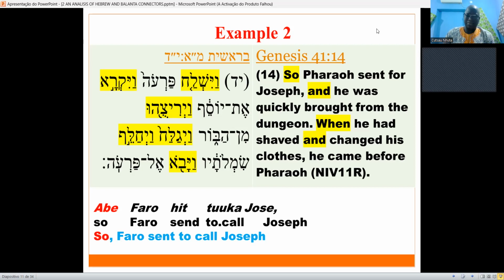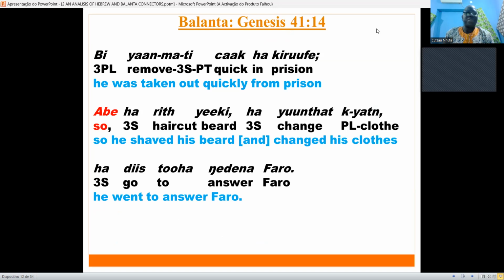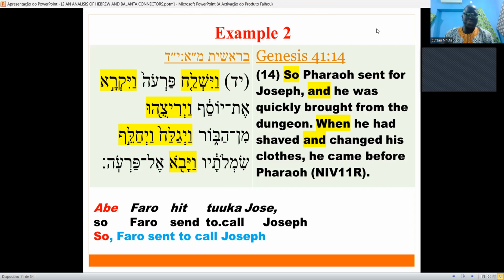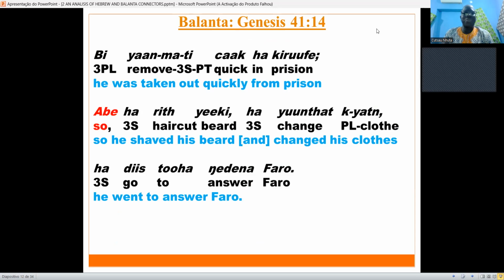In Balanta, it is read, Abe Pharaoh hituga zuze. Biyan matichaka gorufi, abe haretiek ayuntot jatn. Hadis tohangedena Pharaoh. So Pharaoh sent to call Joseph. He was taken out quickly from prison. So he shaved his beard, changed his clothes. He went to answer Pharaoh.